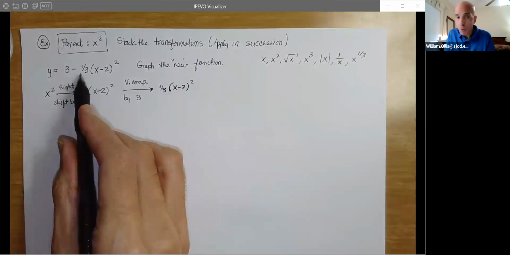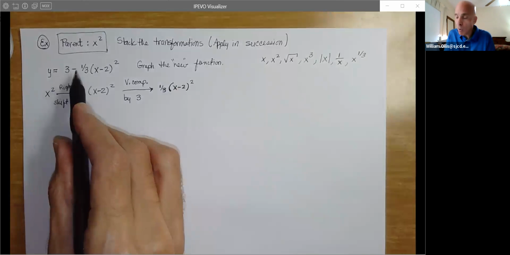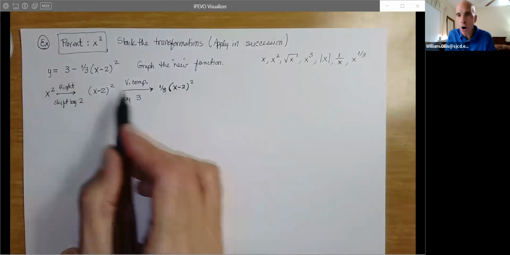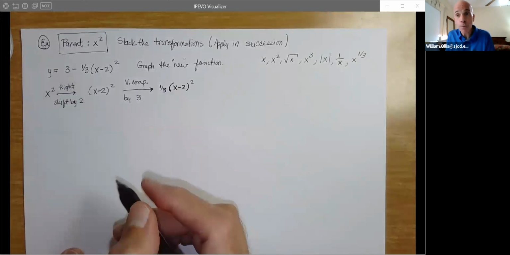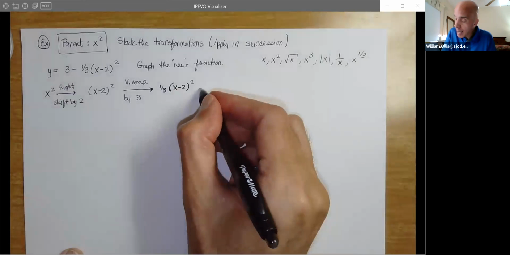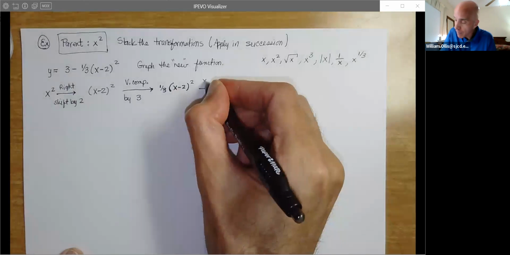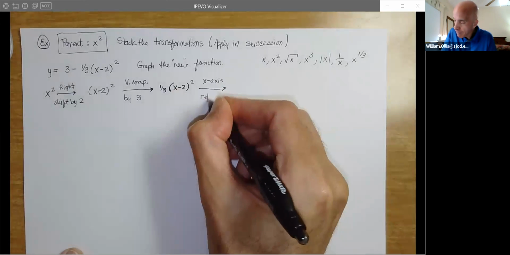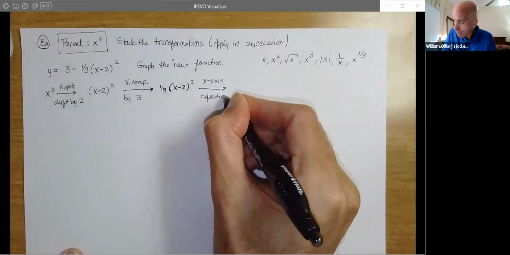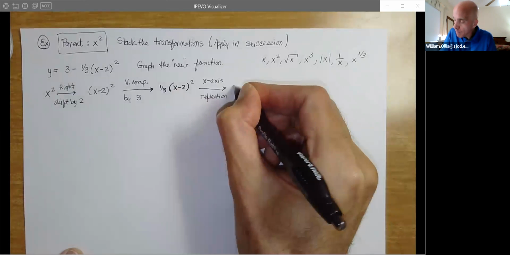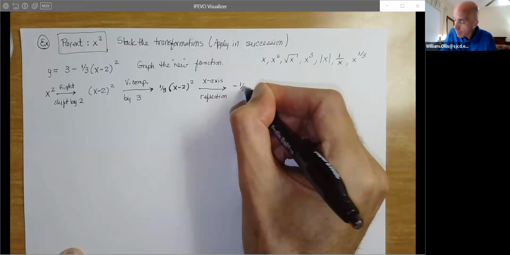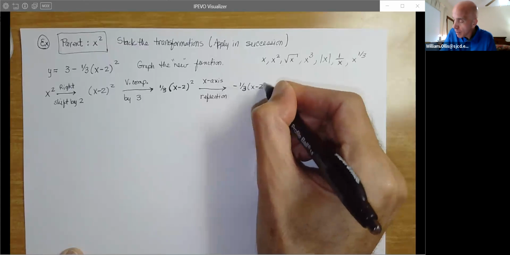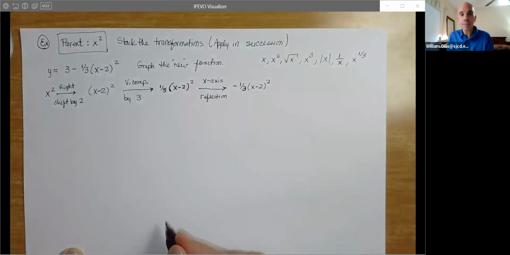Now let's look here. We move out a little bit more and we see the negative sign. So we've slapped the negative, so to speak, on the function. That's going to reflect in the x-axis. So we say x-axis reflection. So now this gives us negative 1/3 x minus 2 quantity squared.